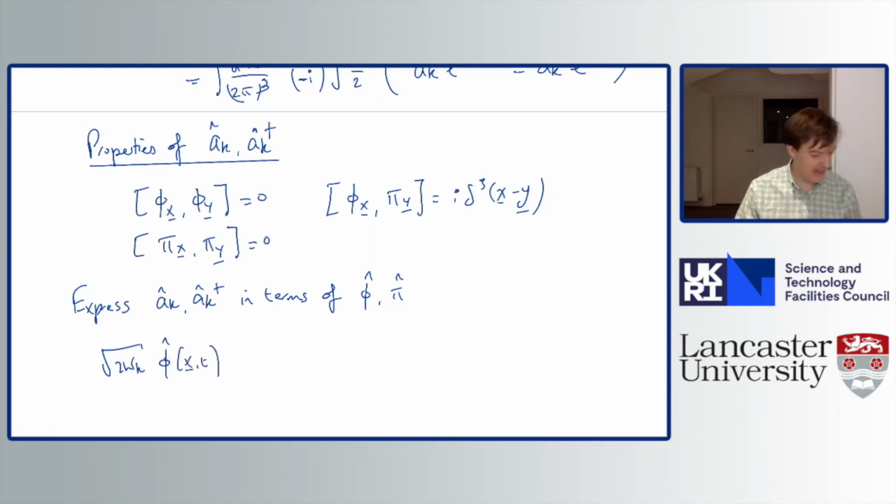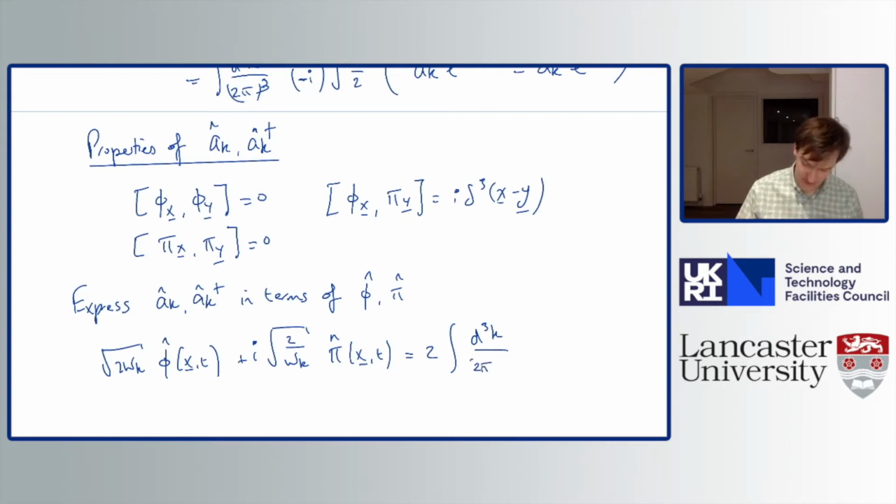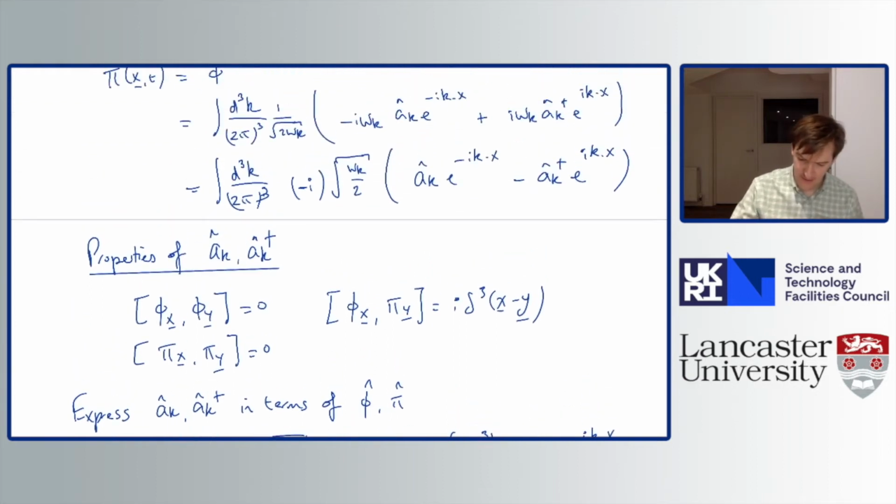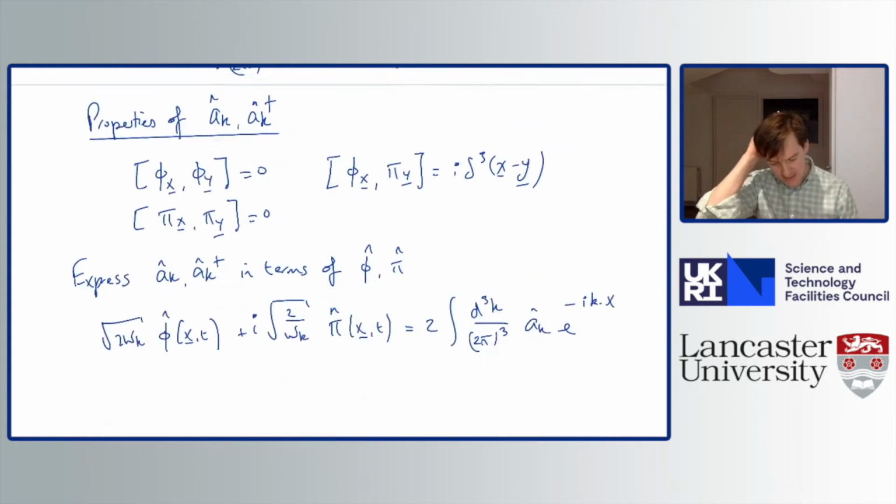In the labels x and t, plus the combination 2 over omega k, you need to have a factor of i times our field, with x and t. We will get this combination: 2 times d3k, a_k, we have e to the minus i k dot x. We've just got the e to the minus i k dot x terms, and we need to still have these d3k pieces.